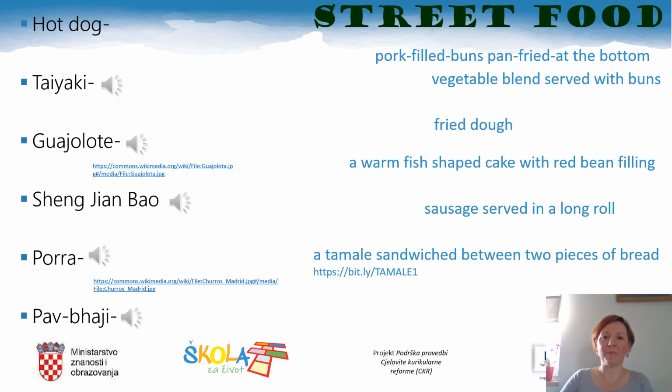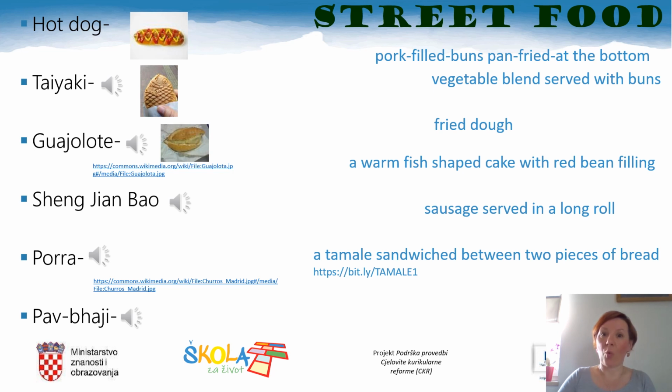Now, I'm sure you are familiar with the first one. It's hot dog. And this is what it looks like. We all know that, right? But what about the next one? What is it? Oh, it looks like this. How do we pronounce it? Taiyaki. Taiyaki. Can you try? Taiyaki. All right. What about the next one?